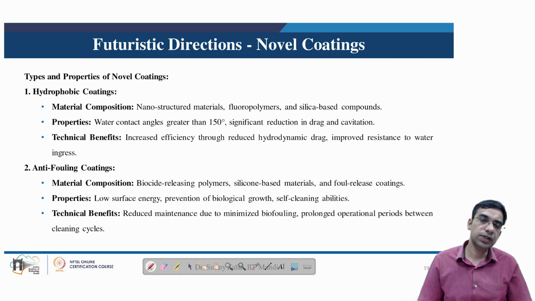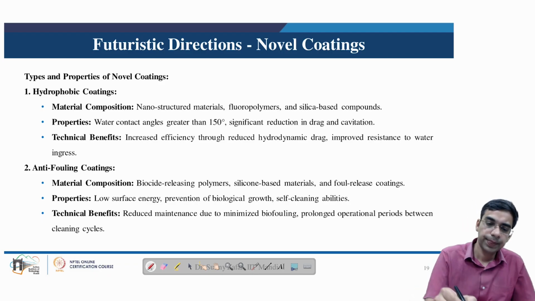The second type of coatings are anti-fouling coatings, because sometimes biological species present in the water may develop a layer on the components of the hydro turbine. Biocide releasing polymers, silicone based materials and foul releasing coatings may be utilized. These result in lower surface energy, prevent biological growth, and provide self cleaning abilities. They also help in reducing maintenance and biofouling, thereby prolonging operation between cleaning cycles.